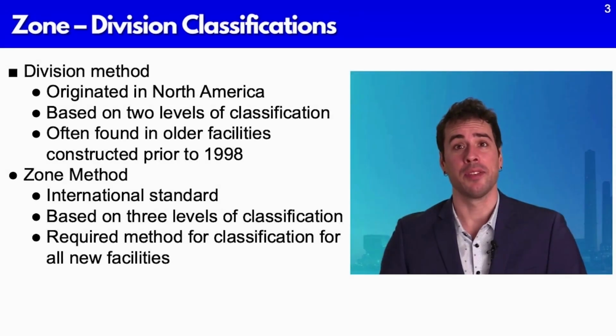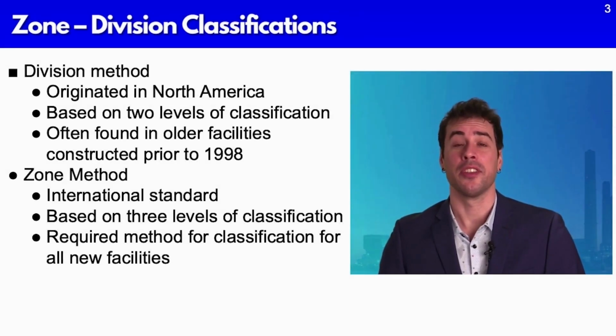There are two methods of classification that exist: the division and the zone system. The division system is a legacy classification system. It originated in North America and incorporates using two levels of classification. In Canada, older facilities constructed prior to 1998 were classified using the division system.